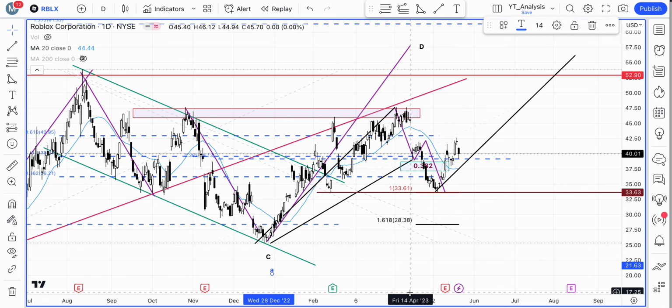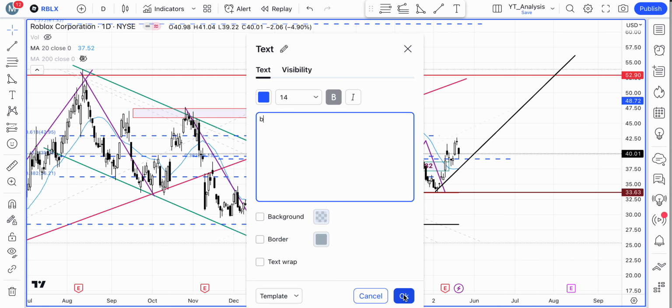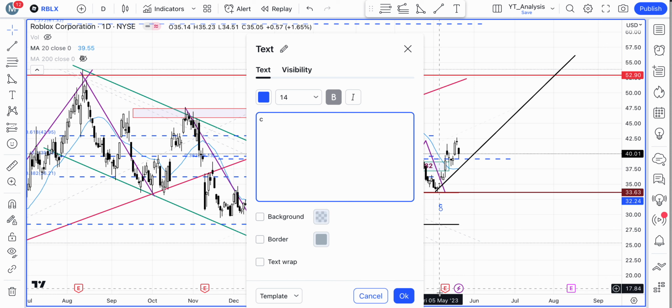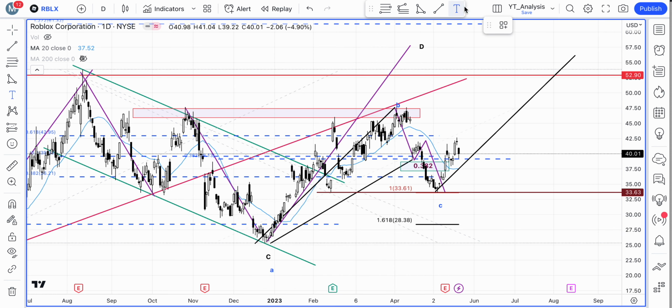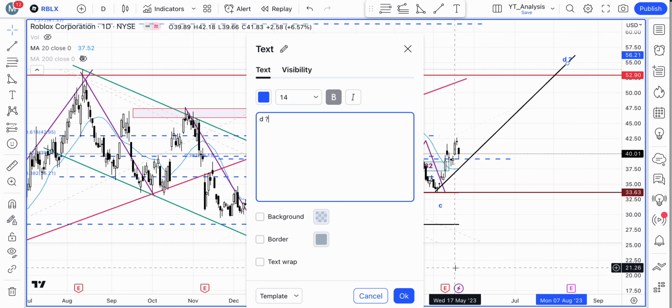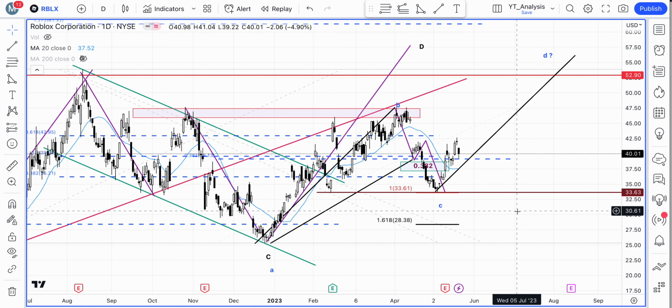Let's actually write this down. A, B, C, and that's going to be the D with a question mark, because at this stage we do not know whether this pattern will hold or not, whether this point C will hold or not.